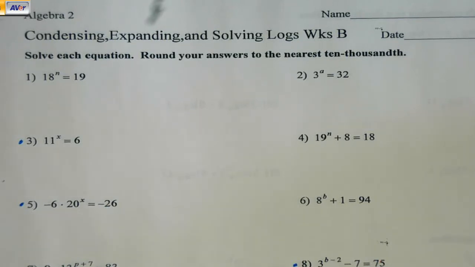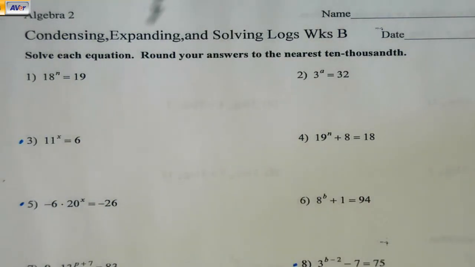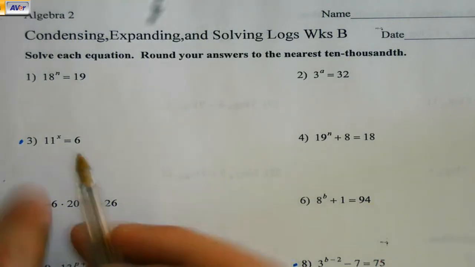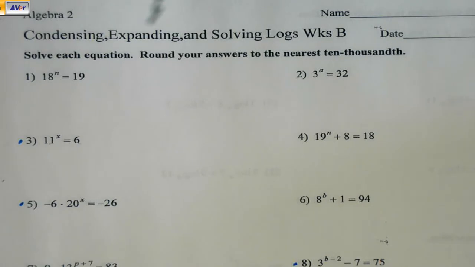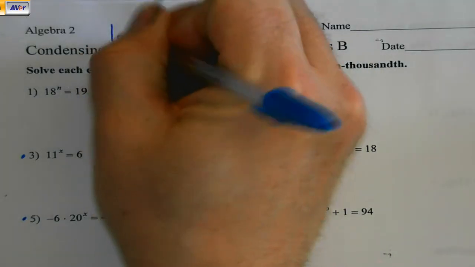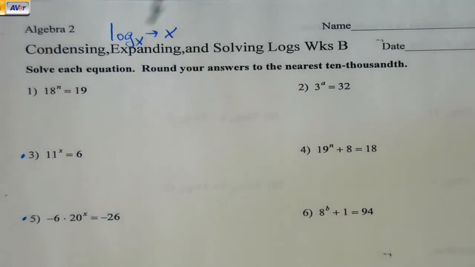All right, solve each equation. That seems familiar from yesterday. Round your answers to the nearest 10,000, or fraction, like we said before. So if you think back to yesterday for a moment, we talked about, okay, first I notice I don't see any logs here at the start, so I'm going to be using log as my inverse. Because again, log of a base and that number are inverses.